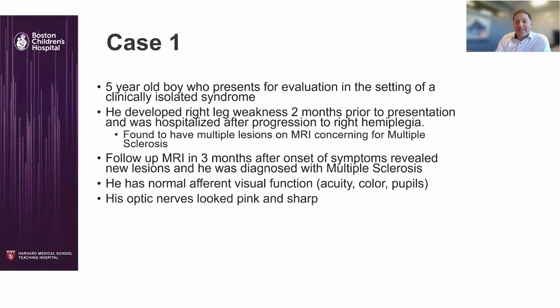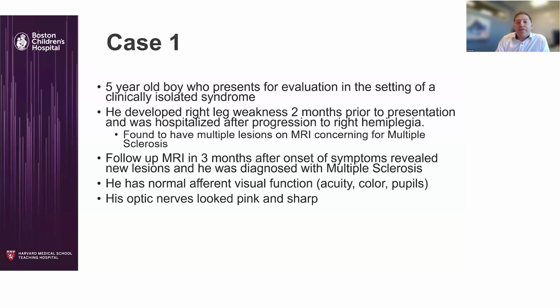So let's start with some cases, because it's enough of me talking. A 5-year-old boy presents for evaluation in the setting of a clinically isolated syndrome. So what does that mean? He developed right leg weakness about 2 months prior to his presentation and was hospitalized after progression to right hemiplegia. He was found to have multiple lesions on his MRI concerning for multiple sclerosis.